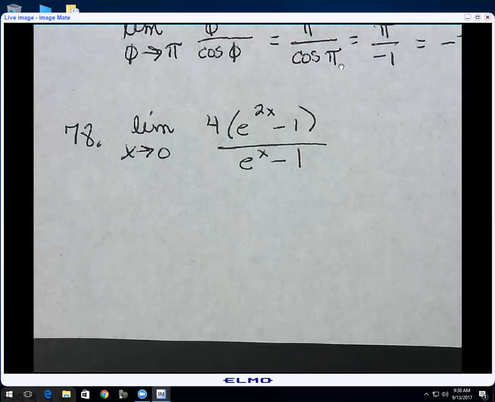Tell me. Is e to the 2x power minus 1, is that a difference of squares? It absolutely is a difference of 2 squares. Oh my gosh!